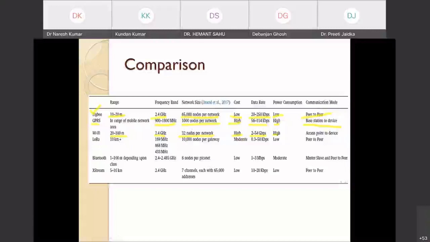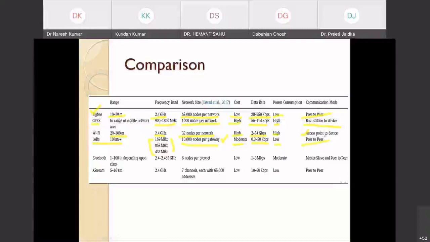LoRa is 10 kilometers plus, I think the highest range among all that are available. It works in three unlicensed bands of 169 megahertz, 868 megahertz and 433 megahertz, and 10,000 nodes per gateway can be used. So it can handle a large network size as well. The cost is moderate, and the data rate is very low, from 0.3 to 50 kilobits per second. Power consumption is low, and it can act as peer-to-peer communication.